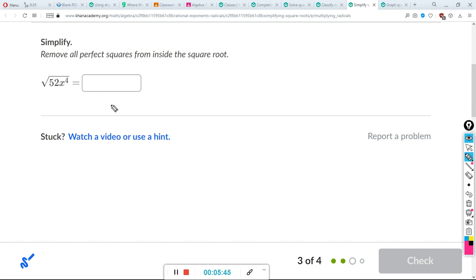So here we have radical 52 x to the 4th. So I'm going to do radical 52 and radical x to the 4th. I'll do them separate. Let's start with the 52. It's an even number, so I'll do 2. 52 divided by 2 is 26. Even number again, so that's going to be 2. 26 divided by 2 is 13. I can't break up 13 or 2, so that's it. You circle the last number.